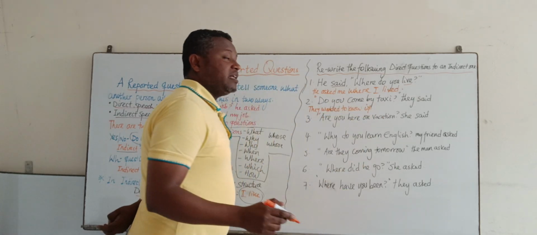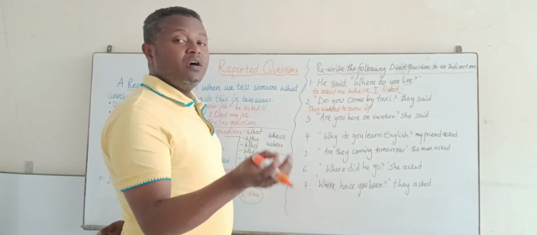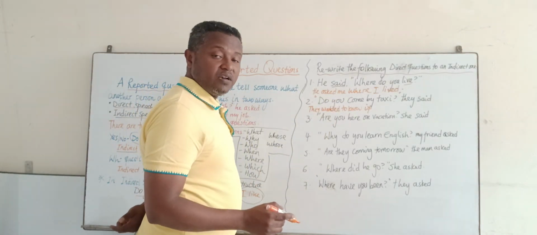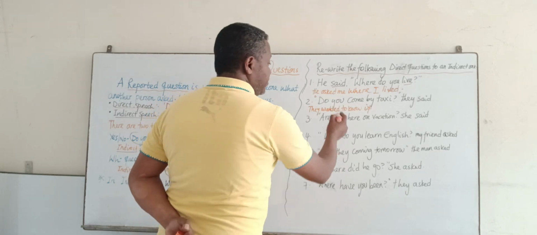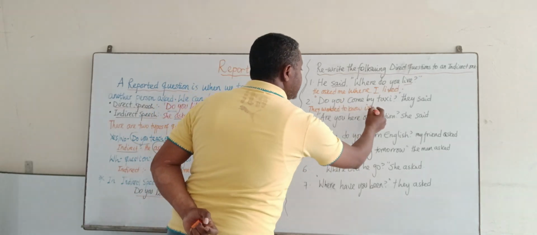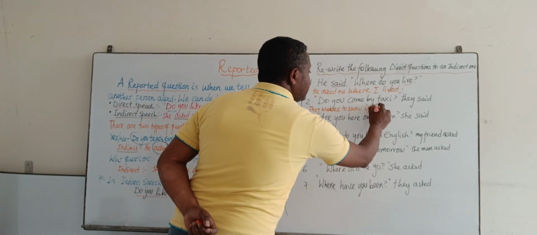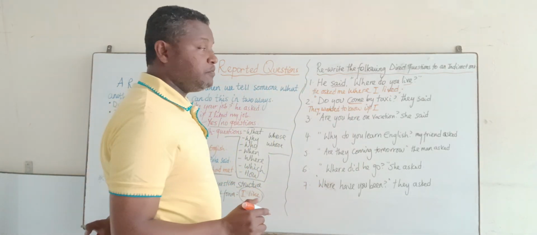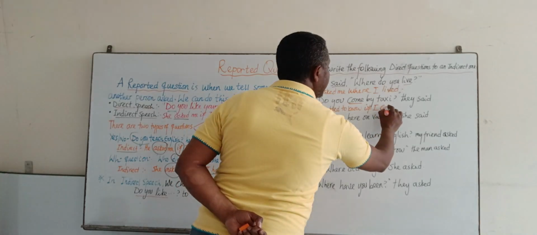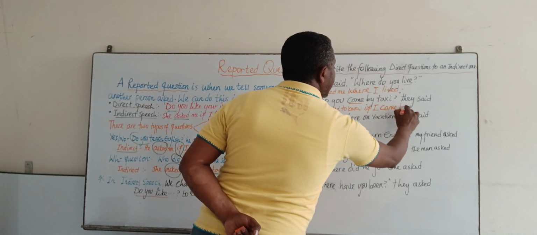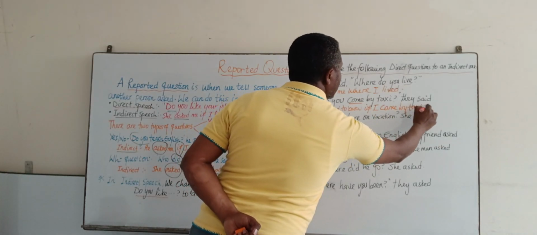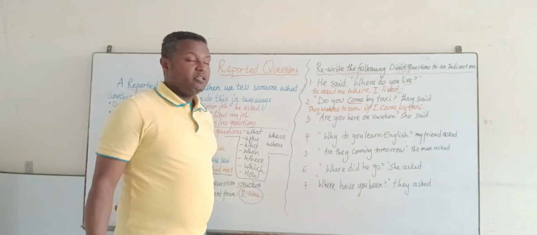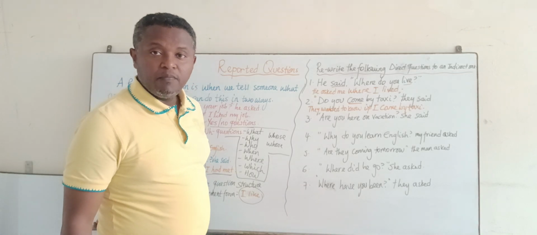So do you come here by taxi? So I is the reported pronoun, it should be I because it says you. So they wanted to know if I, then the verb tense is come, that is present simple. So we make it if I came by taxi. Okay? They wanted to know if I came by taxi.